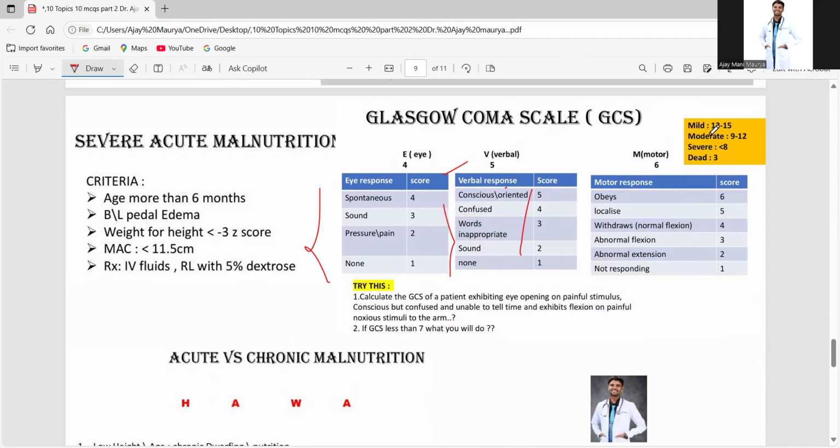Okay, try to answer these questions and comment in the comment box. This is the SAM criteria. Age must be more than 6 months. Bipedal edema. Weight for height is less than how much? Minus 3 Z score, and the MUAC is always less than 11.5 centimeters. Treatment will be IV RL.